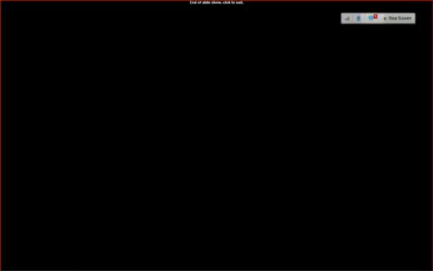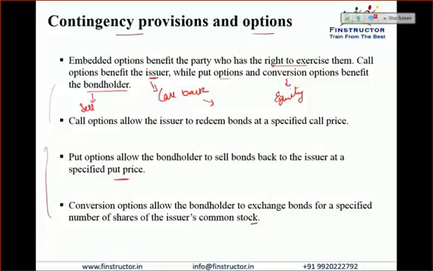So that was about the basic features or the defining elements of fixed income securities. We'll study more about the characteristics and valuations in the coming readings.